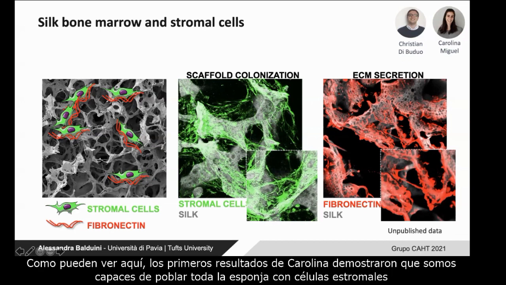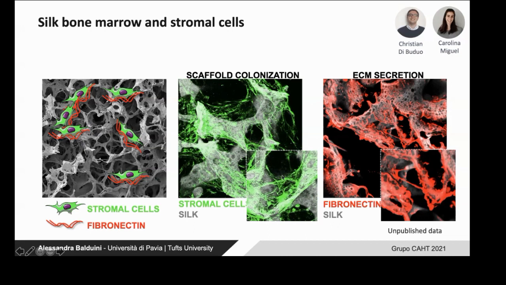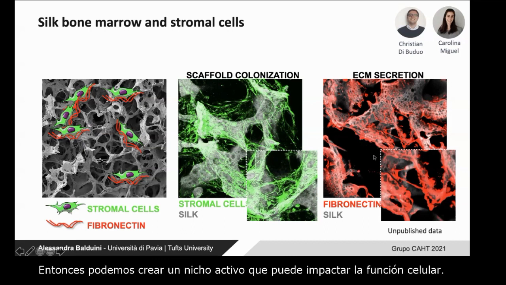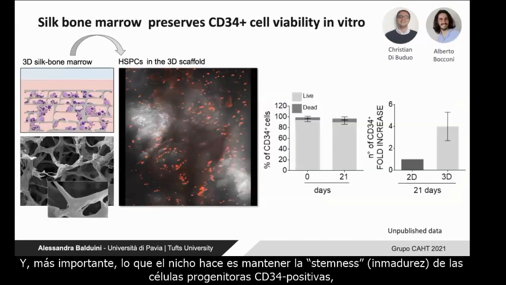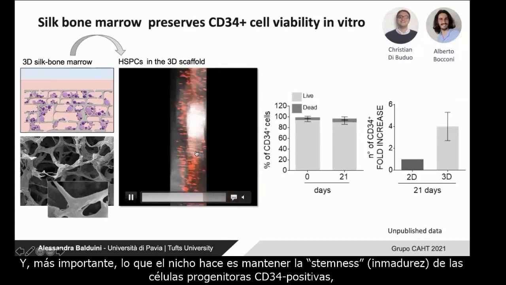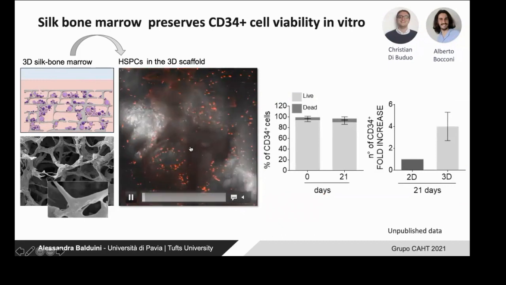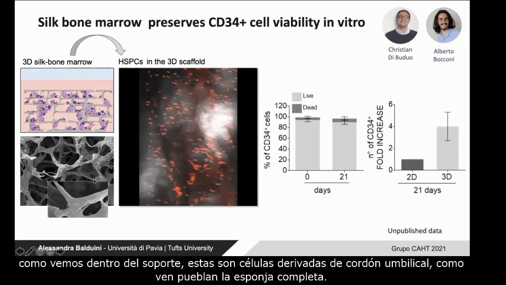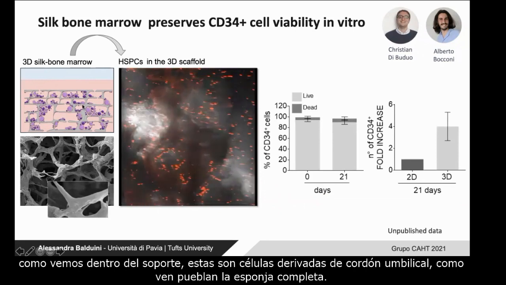And as you can see here, Carolina's first results demonstrated that we are able to populate the entire sponge with stromal cells, and depending on the stiffness of the silk, these stromal cells produce their own matrices. So we are able to create an active niche that can impact cell function. And most importantly, what this niche is doing is maintaining the stemness of the stem cells, the CD34 positive cells. We can see it inside the scaffold. These are cells derived from cord blood, and they populate, as you can see here, the entire sponge.